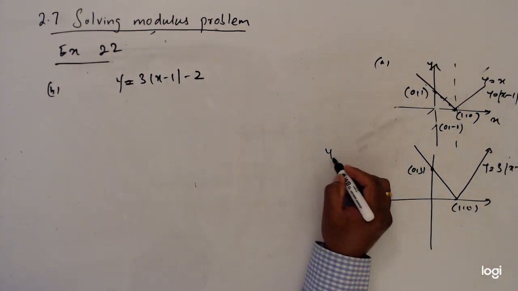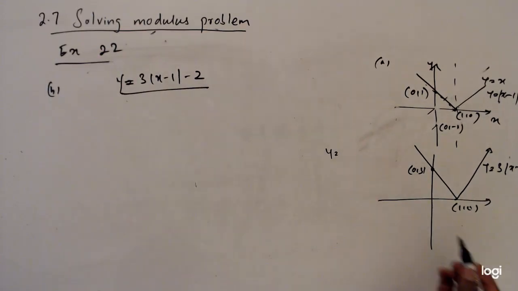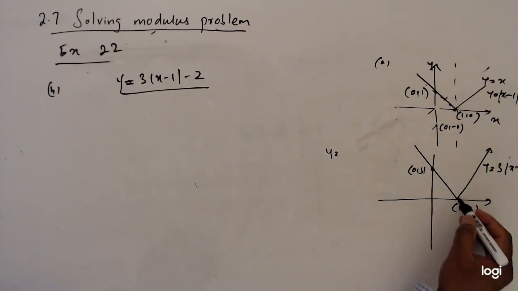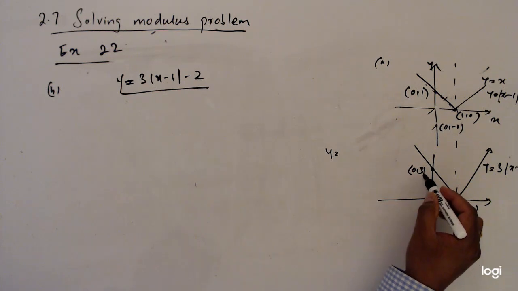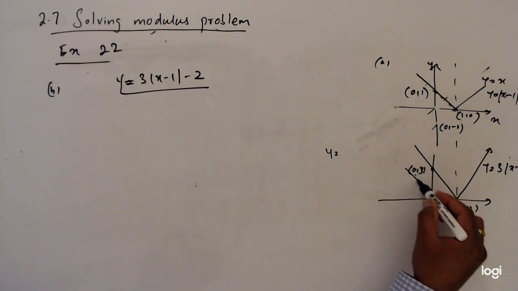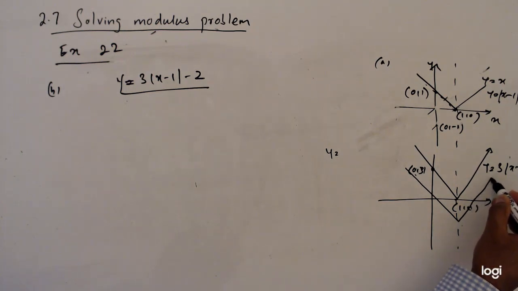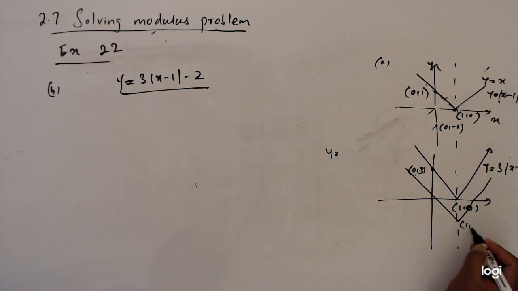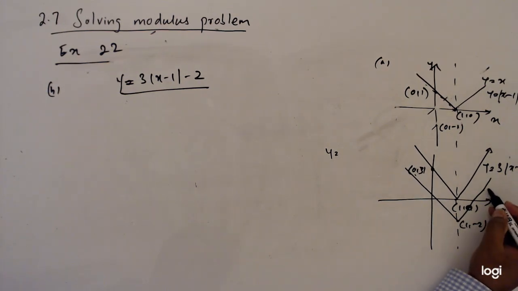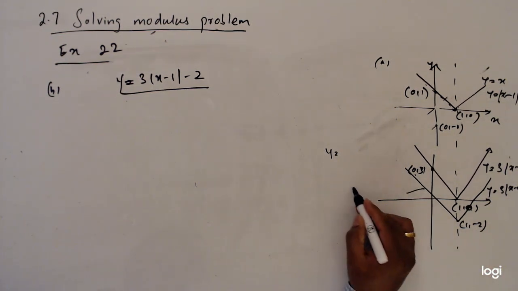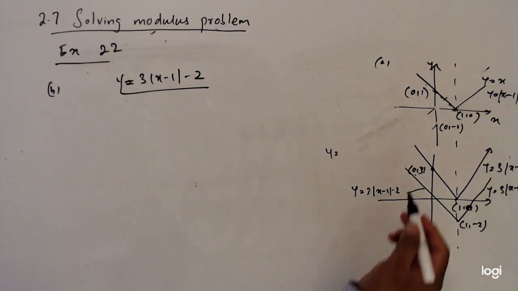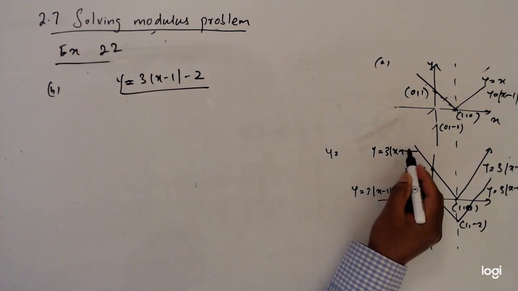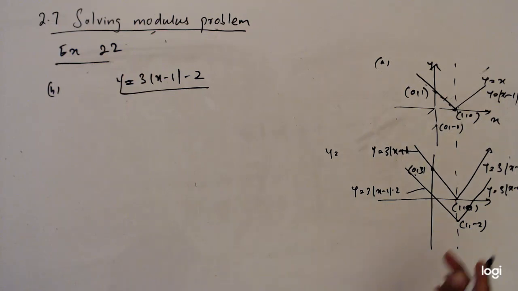So the next one is y equal 3, this one. So I had to bring 2 units down. So 3 minus 2, it's a translation. 3 minus 2, 1. And this 0 becomes minus 2. So this is y equal 3 mod x minus 1 minus 2. So this is y equal 3 mod x minus 1. Now this is the graph.